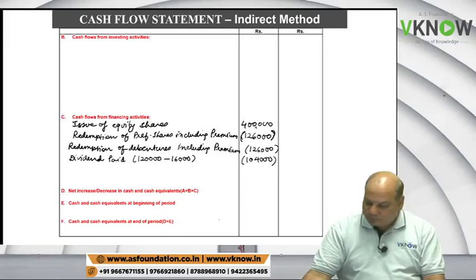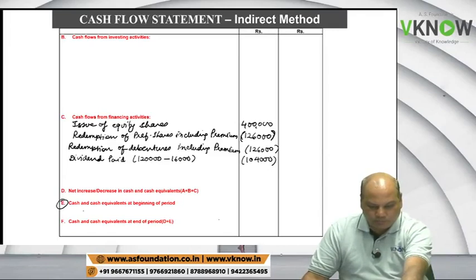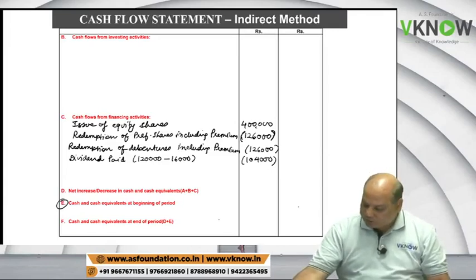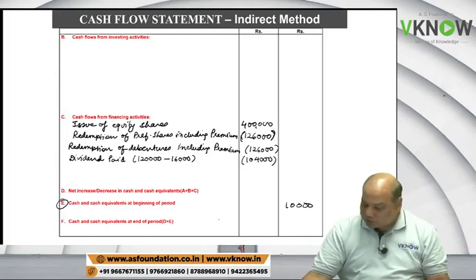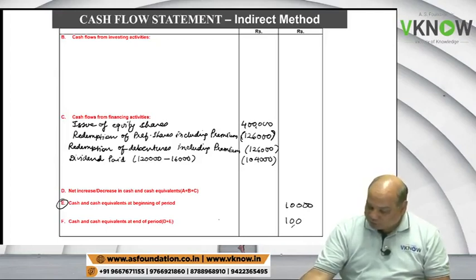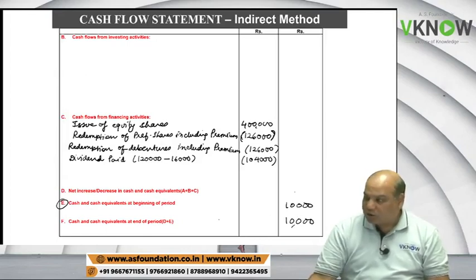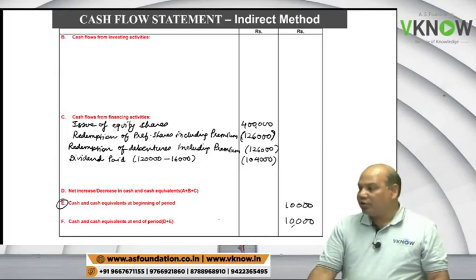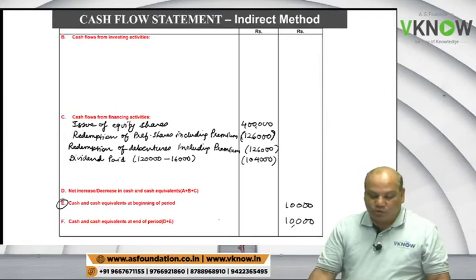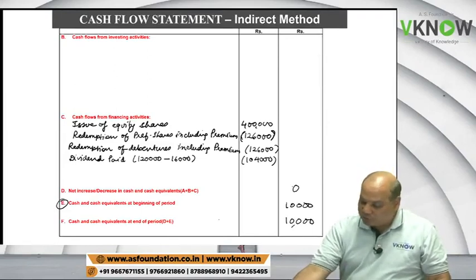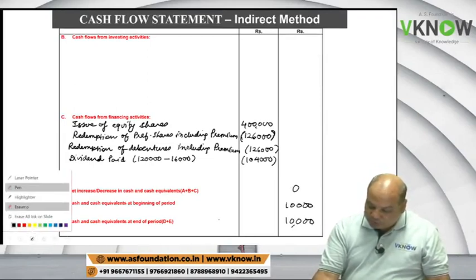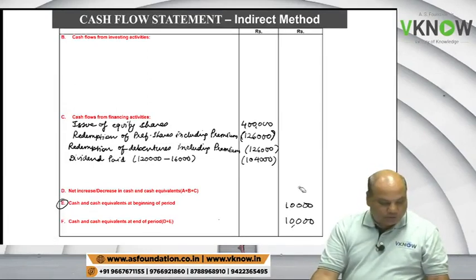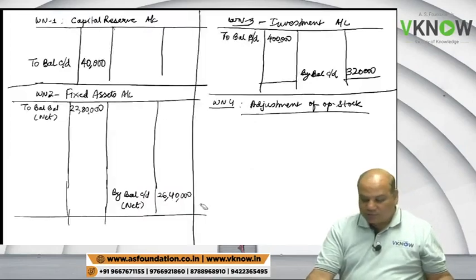Cash balance at the beginning, point E, is 10,000 and cash balance at the end is also 10,000. Wow! Which means you know the answer: net increase or decrease will be 0. But we have to prove it. Don't write 0 in the exam on your own without solving. Some smart students will do that. That is wrong; the Institute will deduct marks.